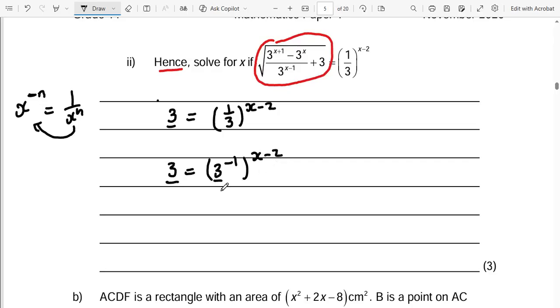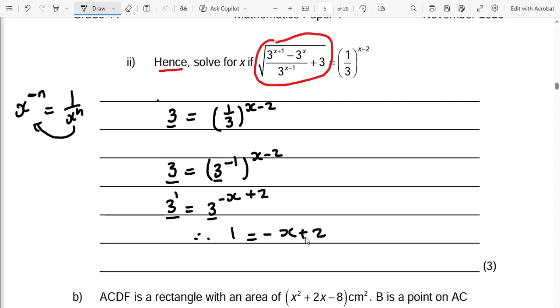Before you equate the bases, make sure that you multiply out the exponents. So 3 is equal to 3 to the power minus (x minus 2). That's minus 1 times x, which is minus x, and minus 1 times minus 2, that's positive 2. You just have to multiply the exponent by minus 1. So this will be positive 2. The bases are the same. Remember, this is to the power 1. The bases are equal, so the exponents are also equal.